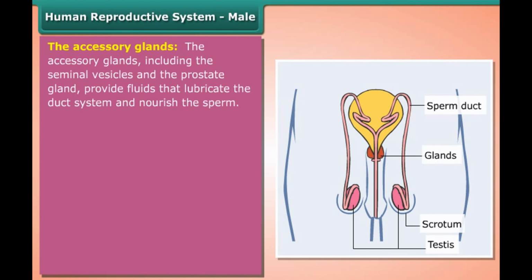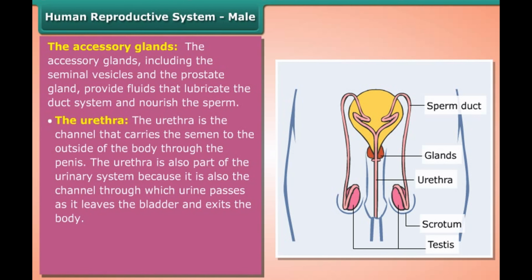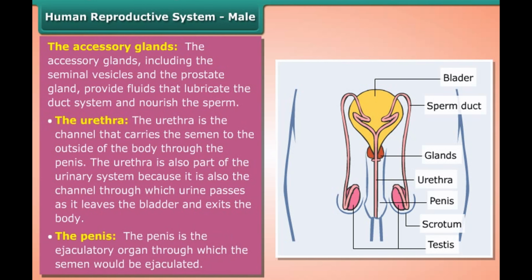The accessory glands. The accessory glands, including the seminal vesicles and the prostate gland, provide fluids that lubricate the duct system and nourish the sperm. The urethra. The urethra is the channel that carries the semen to the outside of the body through the penis. The urethra is also part of the urinary system because it is also the channel through which urine passes as it leaves the bladder and exits the body. The penis. The penis is the ejaculatory organ through which the semen is ejaculated.